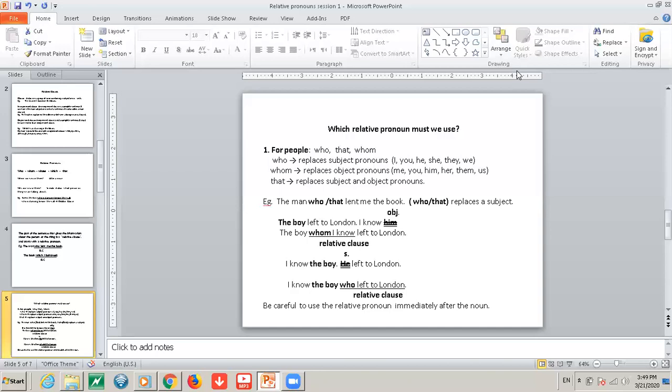This sentence is different. I know the boy. He left to London. He is the subject and left is the verb. Now, we are going to define a subject, which is the boy. So you have to use a suitable relative pronoun immediately after the boy, which is the noun. I know the boy who left to London, and you have to delete he because we used who instead. I know the boy who left to London.